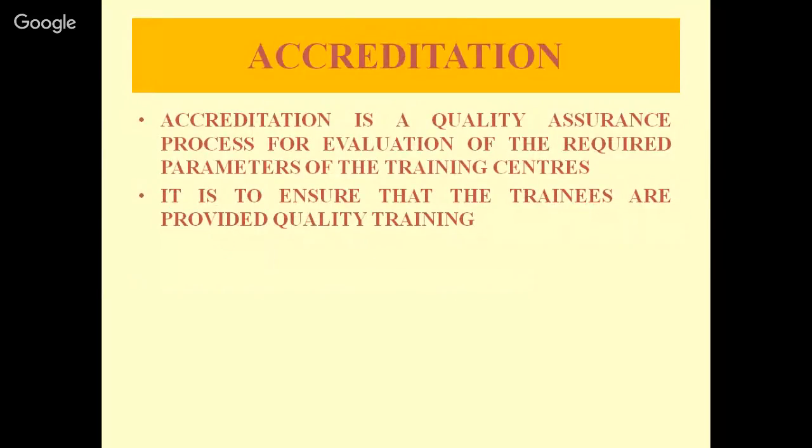So first we will discuss what accreditation is. Accreditation is a quality assurance process for evaluation of the required parameters of the training centers. What is quality assurance? Before granting permission to any training center to conduct skill development courses, it is an inbuilt system where you can assess its capability to organize such training courses. We will have all the details of the trainers, their qualification, their experience, their capability, whether they have gone through any training of trainers, and whether they are well equipped with the system.